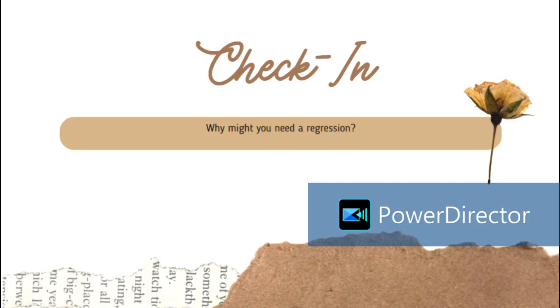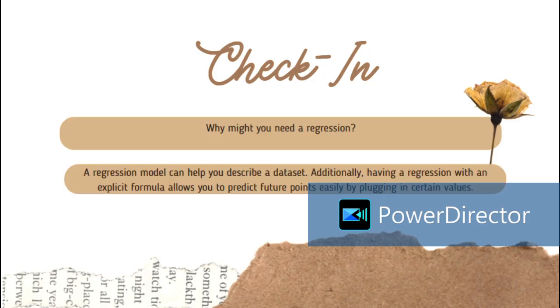Why might you need a regression? A regression model can help you describe a data set. Additionally, having a regression with an explicit formula allows you to predict future points easily by plugging in certain values. So basically, we're going to use these regressions to find like the 15th one or whatever.